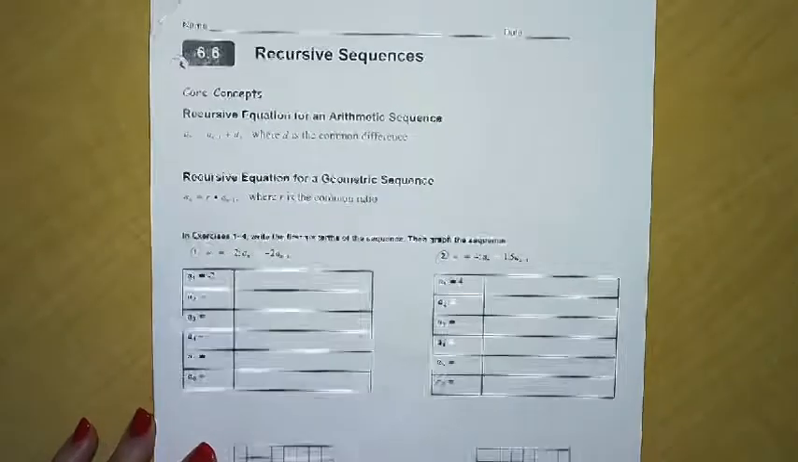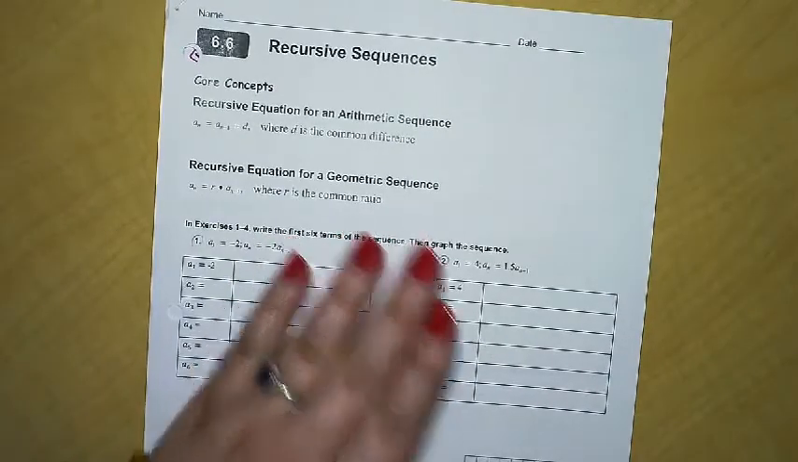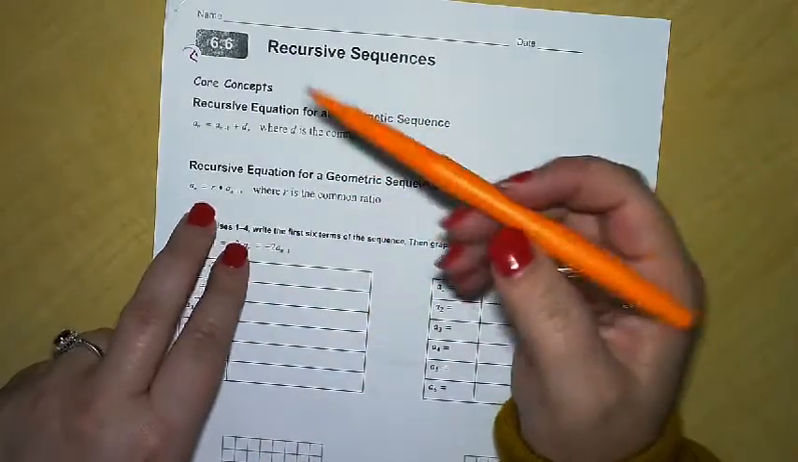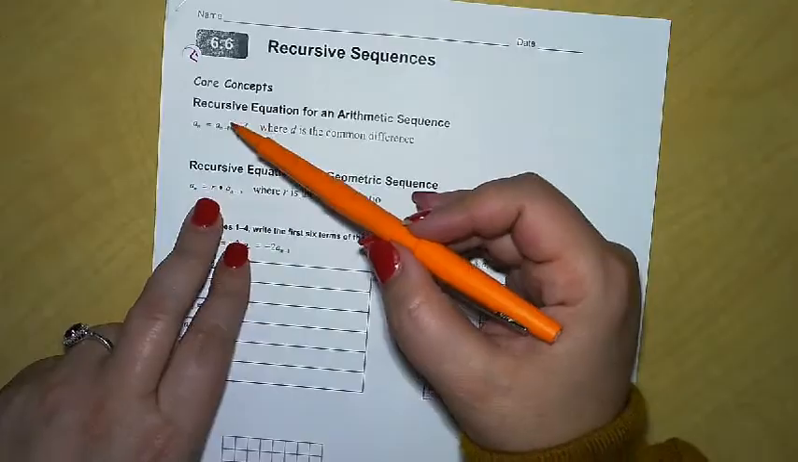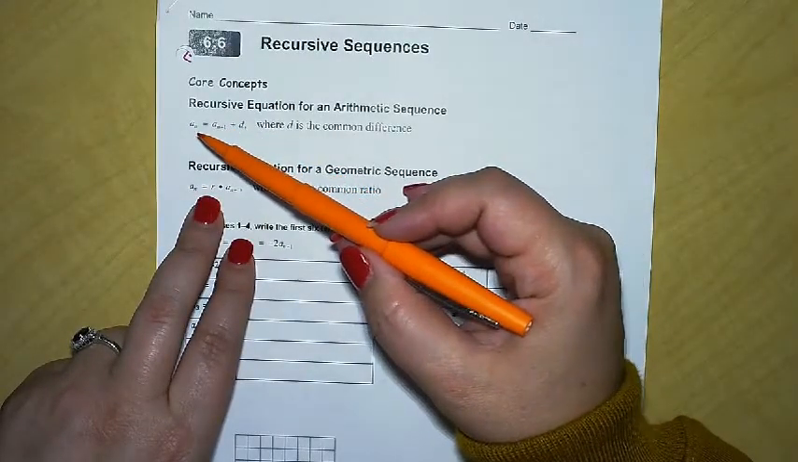The benefit of the explicit one is that we could use it to find any number. You saw that over the last couple of lessons. But the recursive is really more just telling you exactly what you would do to the term right before to get the very next term.